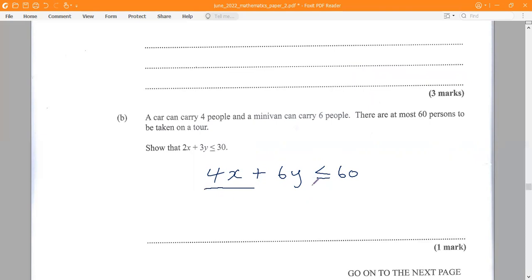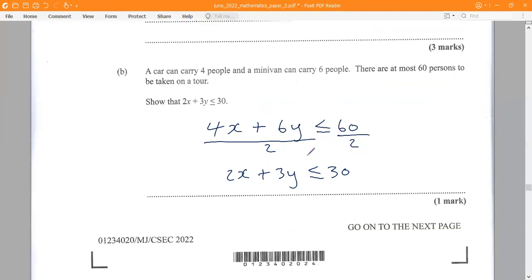It could be less than, it could be equal to, it cannot be more than 60. Now we divide both sides of the inequality by 2. 2 in the 4, 2x, plus 2 in the 6, 3y is less than or equal to 2 in the 60 is 30, right? So we have shown the inequality that was asked of us.